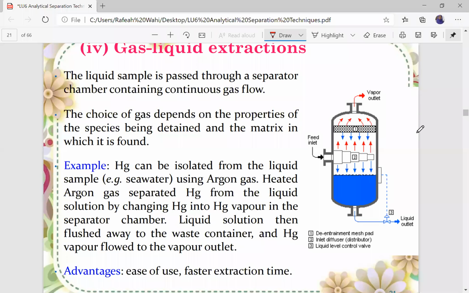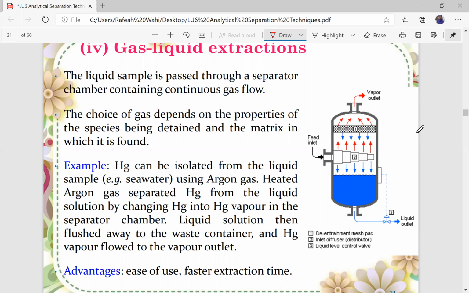What about gas liquid extraction? In gas liquid extraction, the liquid is passed through a separator chamber containing continuous gas flow. In the separator chamber, we have a continuous gas flow, and you pass your liquid sample through for a separation process. The choice of gas depends on the properties of the species that you want to separate, the species being determined, and the matrix in which it is found.